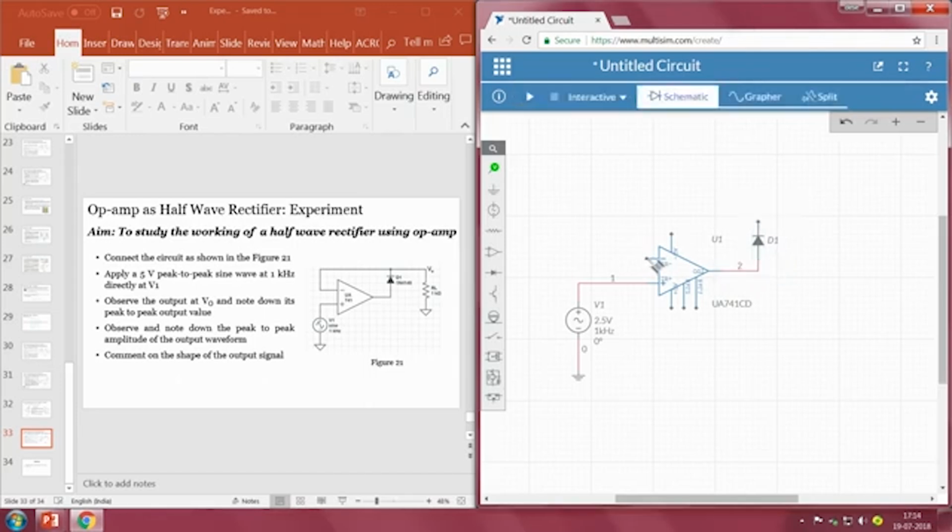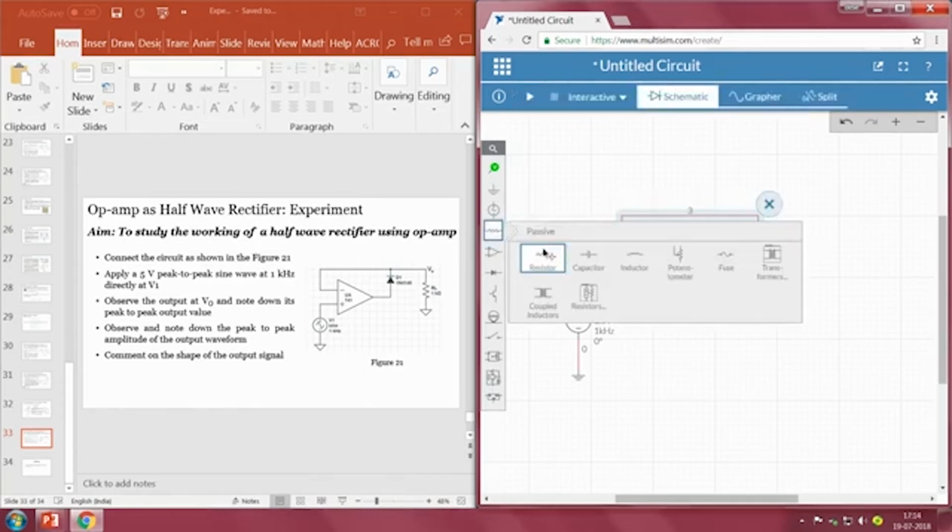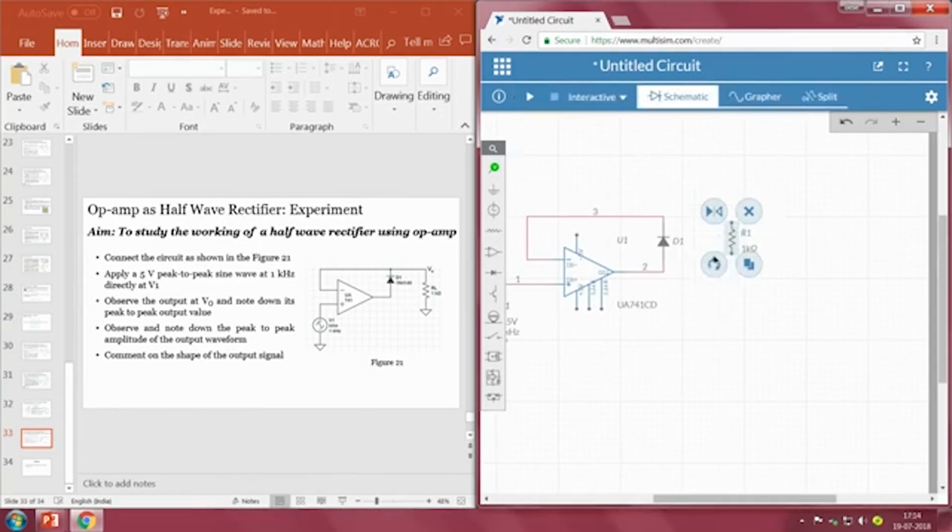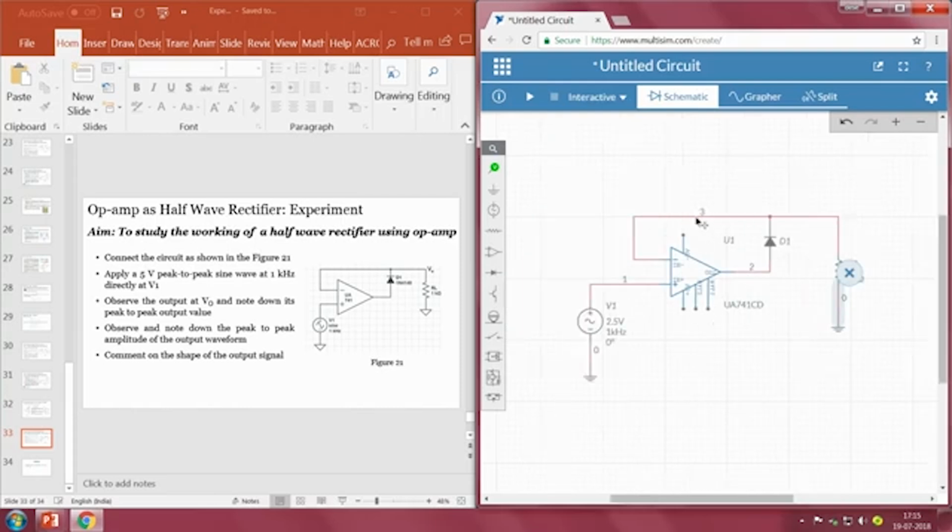So let me connect, and I will take one more 1K resistor which acts as a load. Just to visualize our signal, I will be connecting it to this point and take a ground and connecting here. Since we are taking an op amp which is 741, it always has to have a power supply, plus VCC and minus VCC.